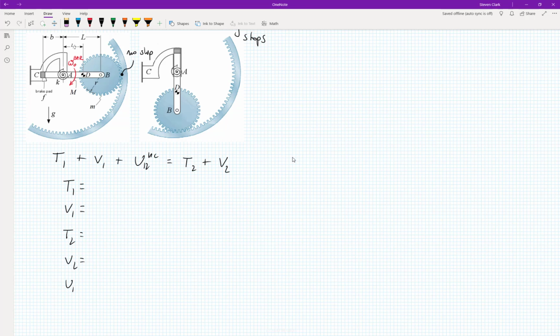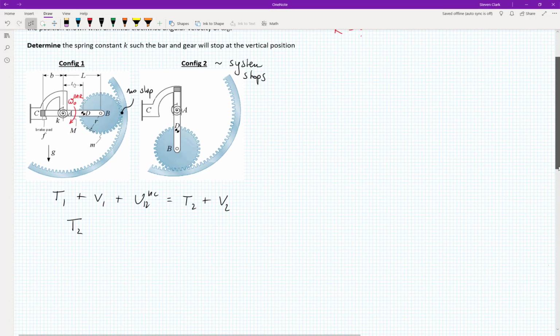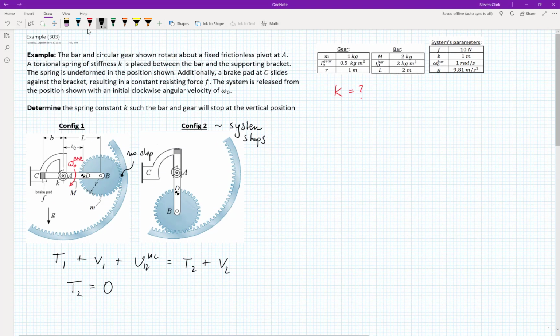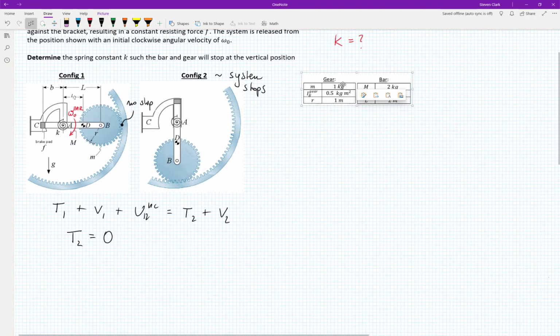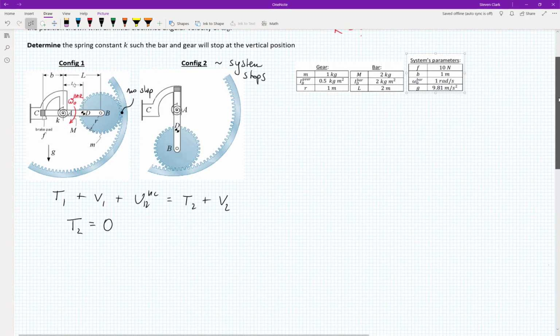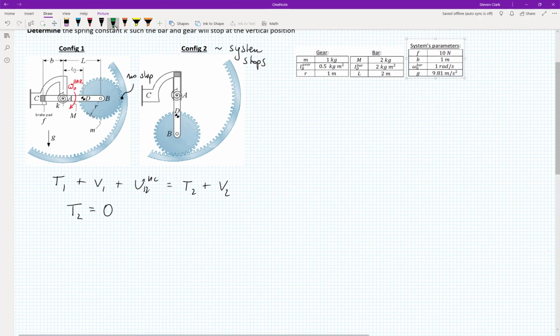So let's just focus maybe on T2. Since our system stops at the end, can any of you tell me what is T2? 0. Perfect. 20% of the problem done already. And let me maybe copy this in here. Okay, so we are done with T2. Now let's focus on T1.